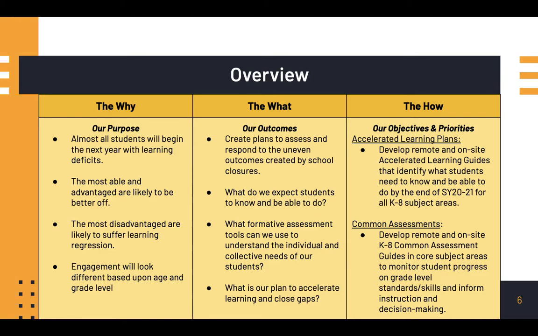We wanted to create plans that allowed us to assess and respond to uneven outcomes created by our school closures last spring. We wanted to be really clear about what we expect students to know and to be able to do. We wanted to make sure that we have assessments available to our teachers that they can use going forward to figure out exactly what their students need. And we wanted to make sure that we identified where we may need to really step up our differentiation. So we created accelerated learning plans, and accelerated learning plans is kind of just what we called our scope and sequence this year that also identified areas where our students might need some additional support. And we wanted to make sure that we had some common assessments, both assessments and platforms that teachers could use.